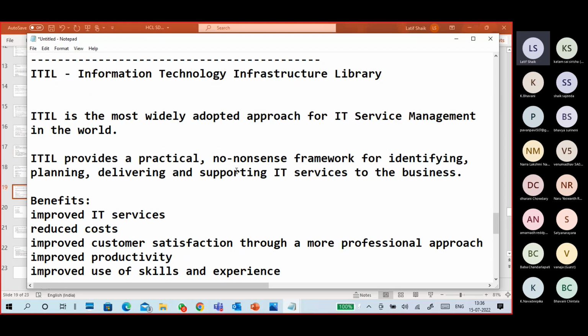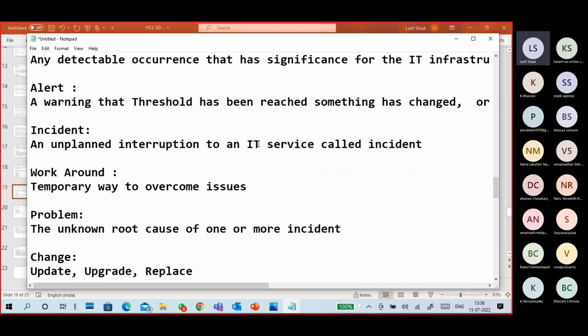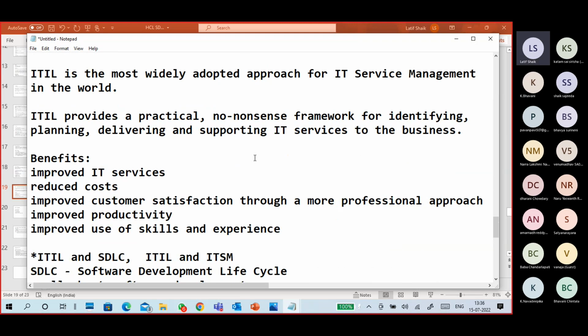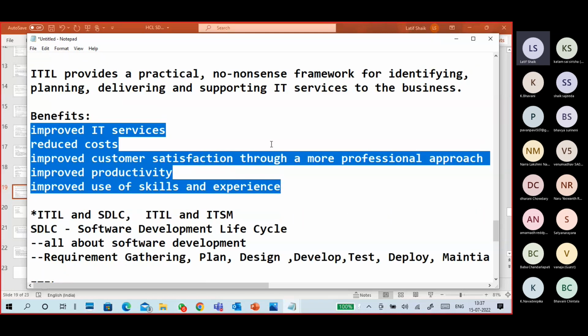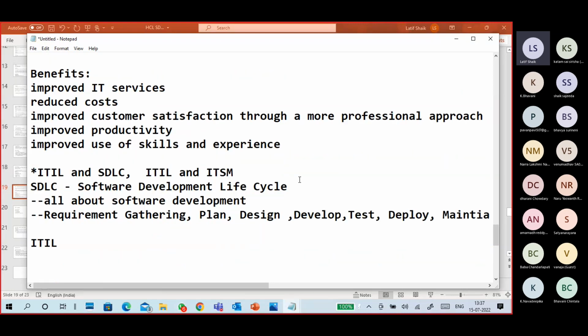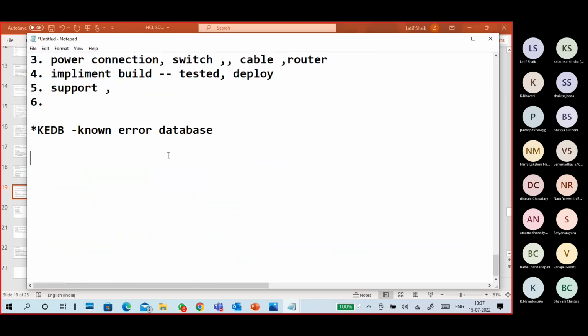Guys, again, ITIL, IT Infrastructure Library. It is a practical no-nonsense framework for identifying, planning, delivering and supporting IT services to the business. So the big benefits of ITIL are improved IT services, reduced cost, improved customer satisfaction, improved productivity, improved user skills and experiences.